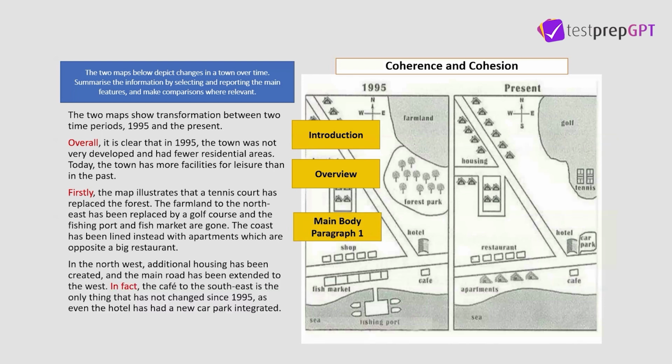In the second paragraph, I refer to the second group. So in the northwest, additional housing has been created and the main road has been extended to the west. In fact, the cafe to the southeast is the only thing that has not changed since 1995, as even the hotel has had a new part integrated. Okay, and that's it. No conclusion in writing task 1. And of course, cohesive devices to make sure that you're being clear and coherent.